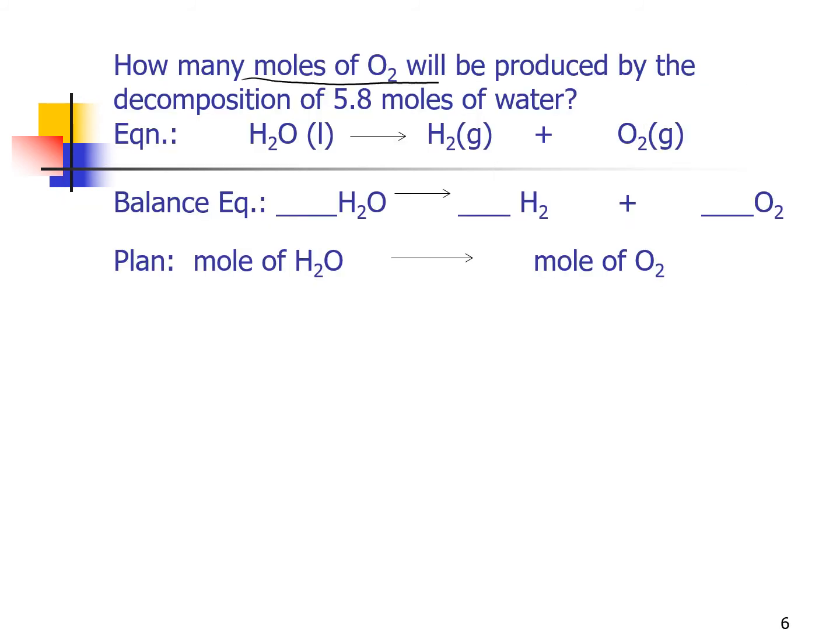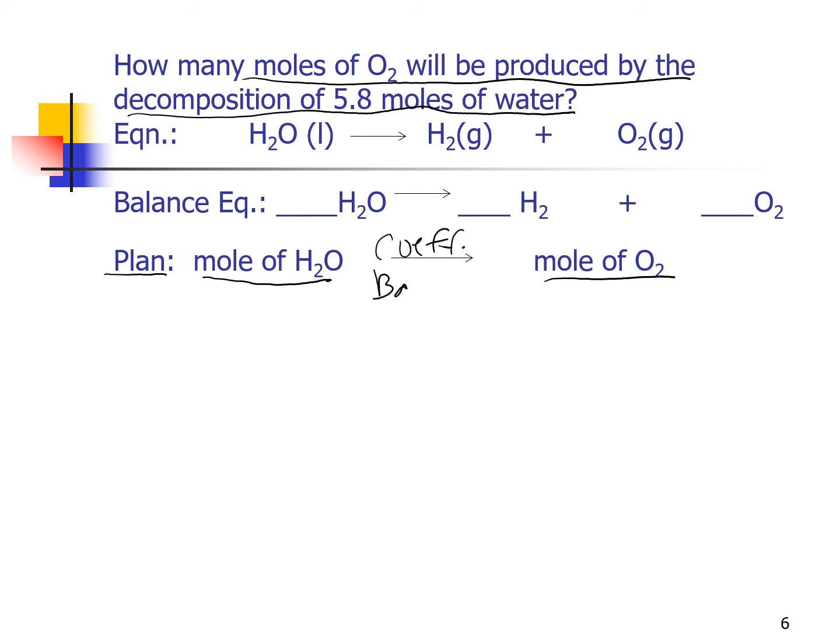How many moles of oxygen will be produced by the decomposition of 5.8 moles of water? Let's start with the plan. We are given moles of water. We are trying to find, or what we don't know, is moles of oxygen. In order to go from moles of one substance to a different substance, we need to use the coefficients from a balanced equation. So we need to balance the equation that is given to us.